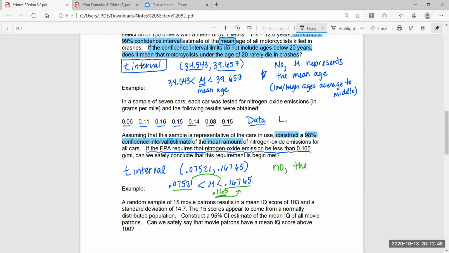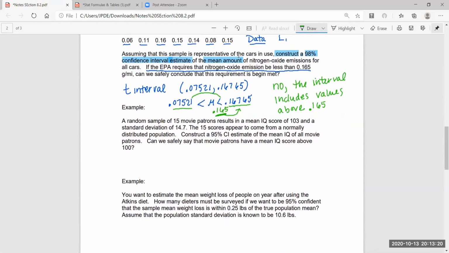The interval, and it's a mean also, includes values above 0.165. Okay. Can we safely say yes? We can't.